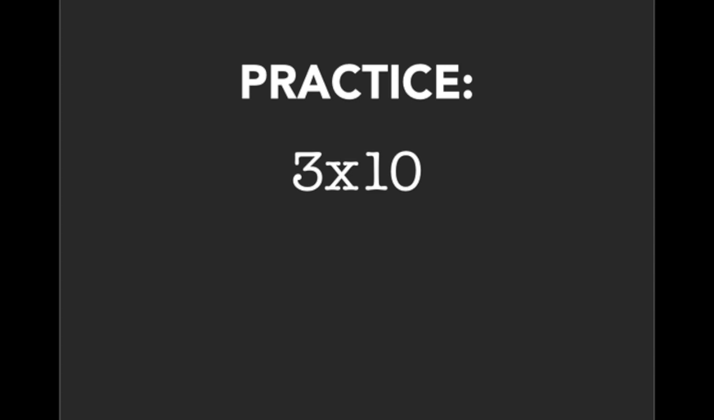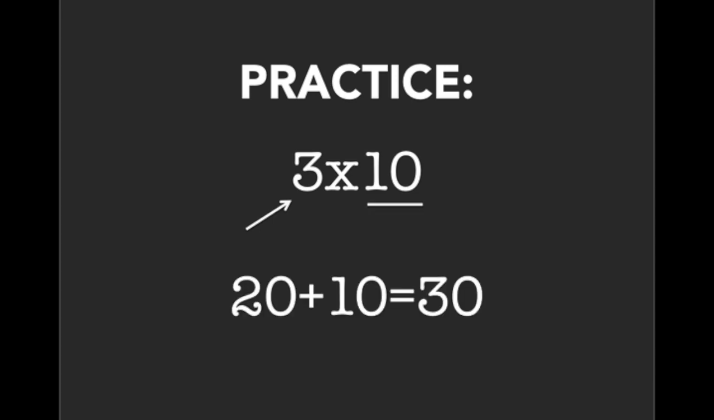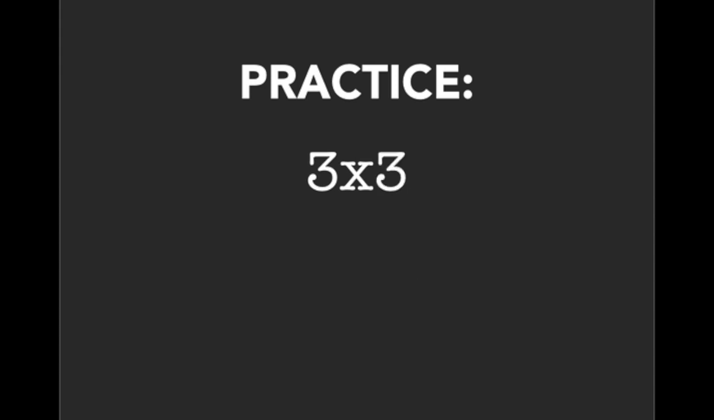The next one, 3 times 10. First of all, we identify that there's a 3, so we know that we can double the 10 and add one more group of 10. So we double the 10 to make 20, add one more group of 10 to give us 30.